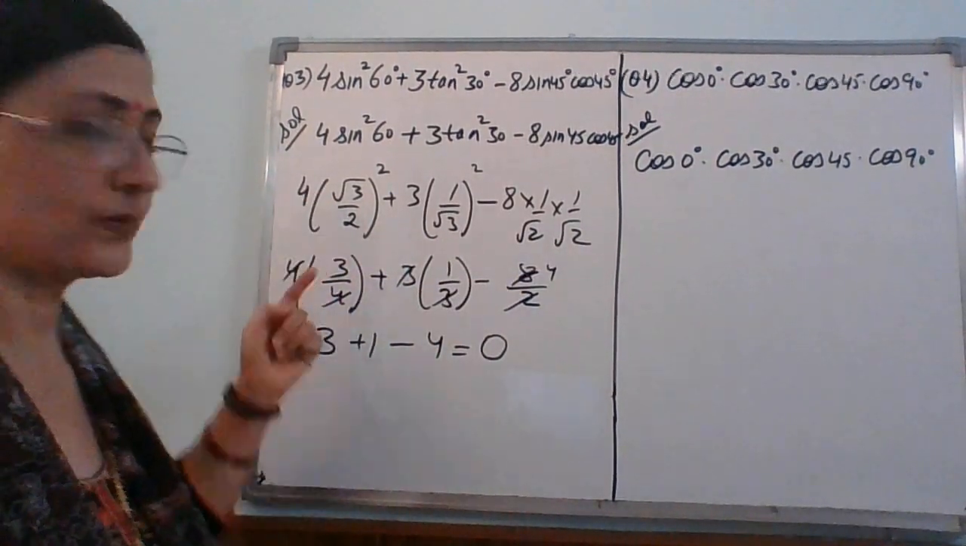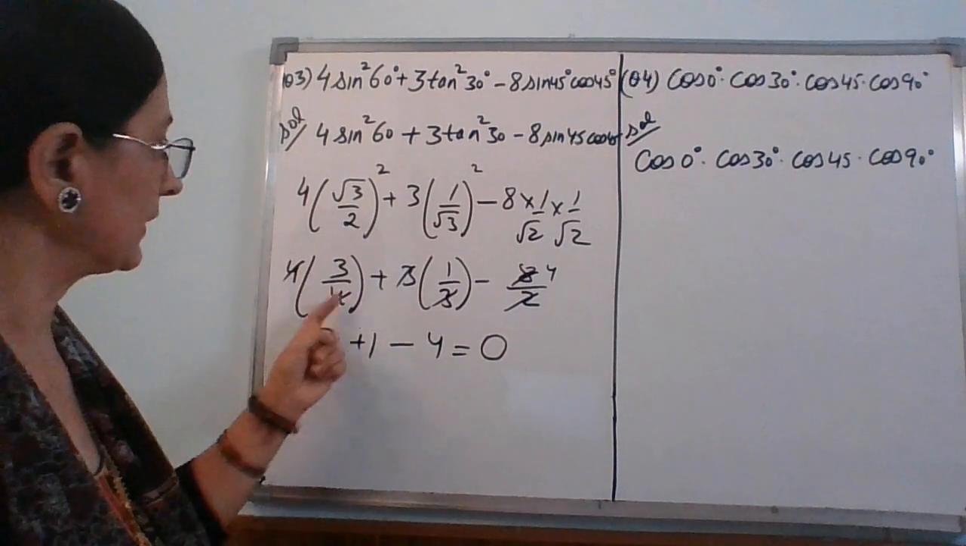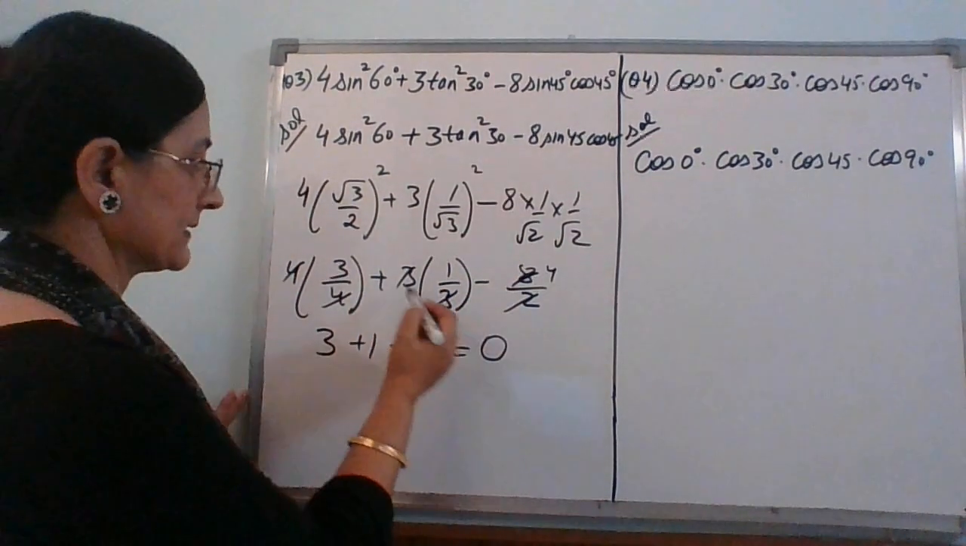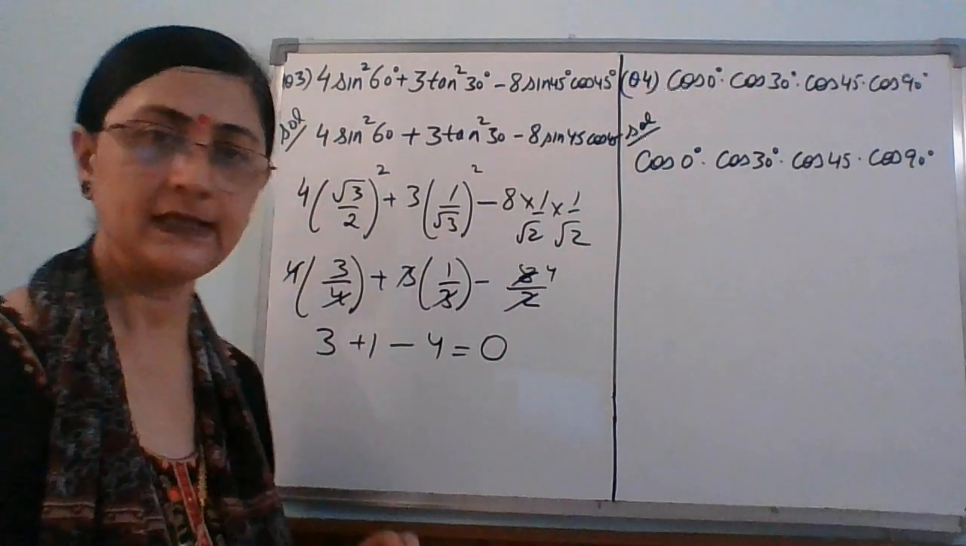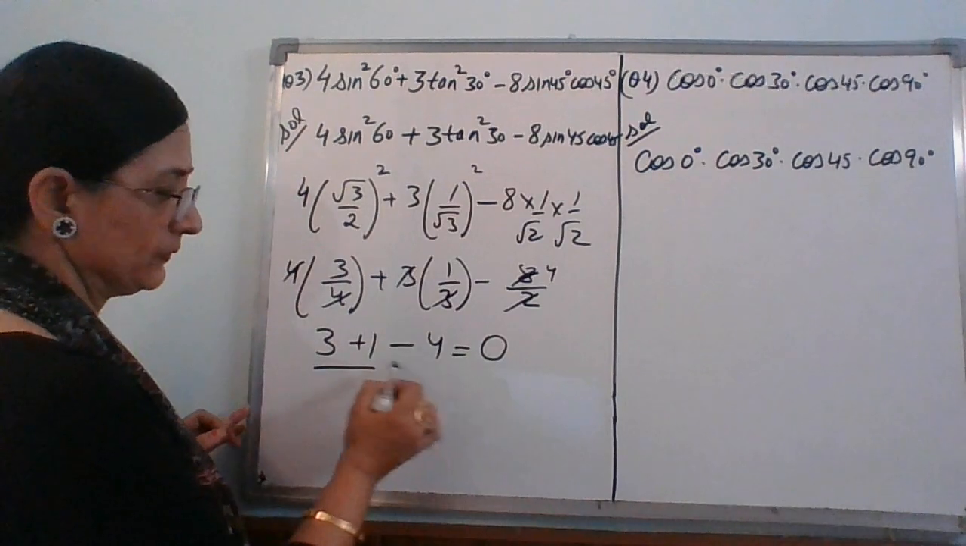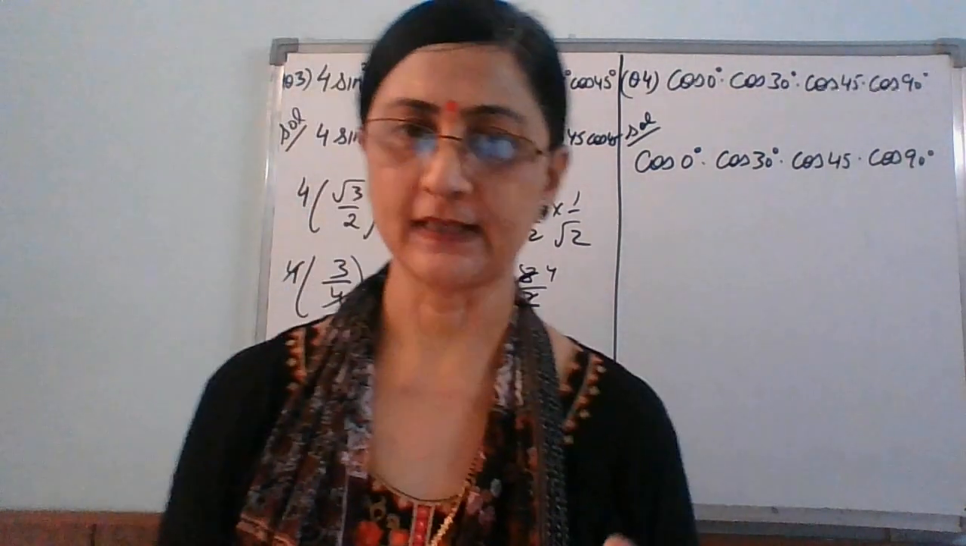Square root 3, that is 3. 2 squared is 4, root 3 squared is 3, root 2 squared is 2. Then cut and cancel, make it simple. Okay, 4 cancelled, 3 cancelled, 1. 3 plus 1 is 4, 4 minus 4 is 0. So we got the answer 0.